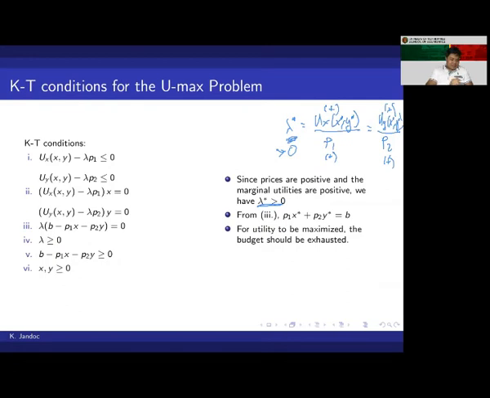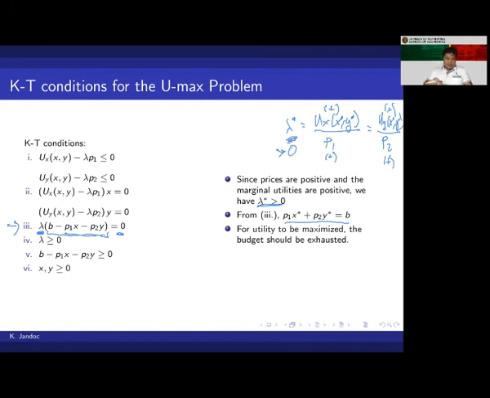So if that's the case, by condition 3, since lambda here is positive, the only way for this equation to hold, or to be equal to 0, is when the term in the parentheses is equal to 0. So in order for this to be 0, p1x plus p2y should be equal to b. If that's the case, then b minus p1x minus p2y is equal to 0.